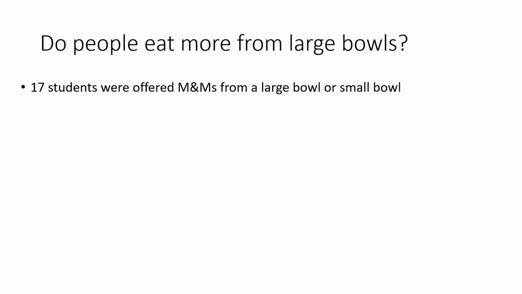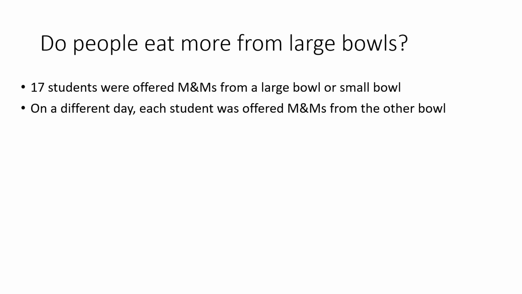In this study, 17 students were offered M&Ms from either a large bowl or a small bowl. And on a different day, each of those students was offered M&Ms from the other bowl, and the number of M&Ms they took each time was recorded. Take a moment to think about how you would write out the null and alternative hypotheses for this study.